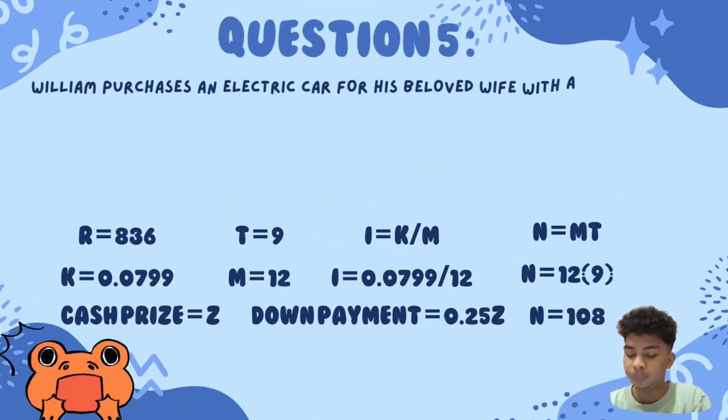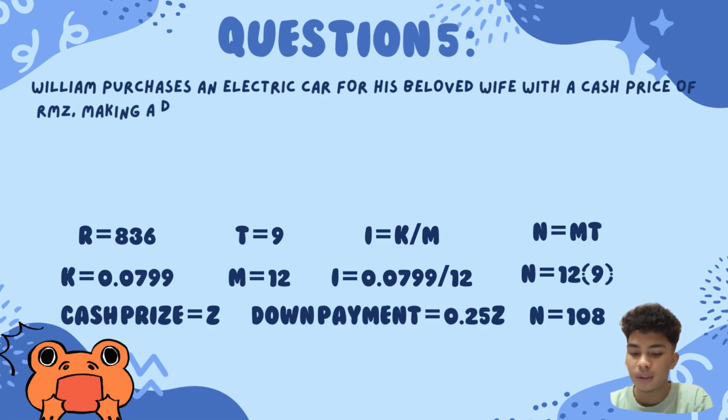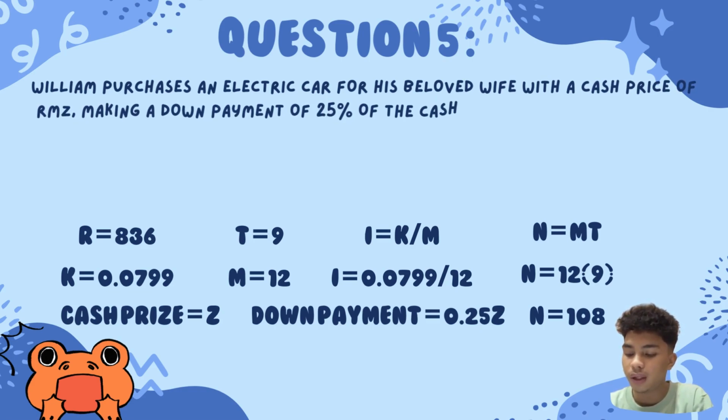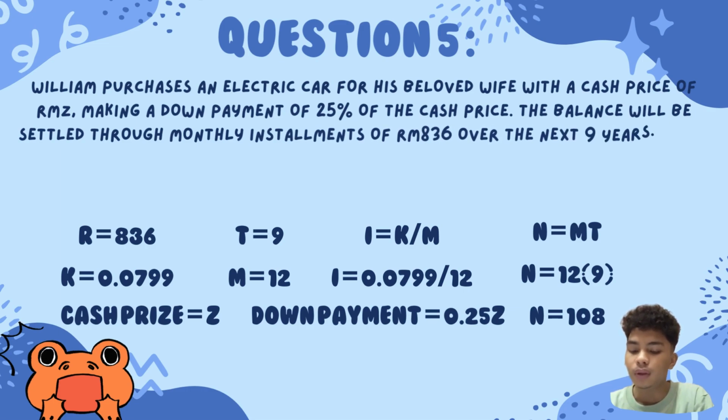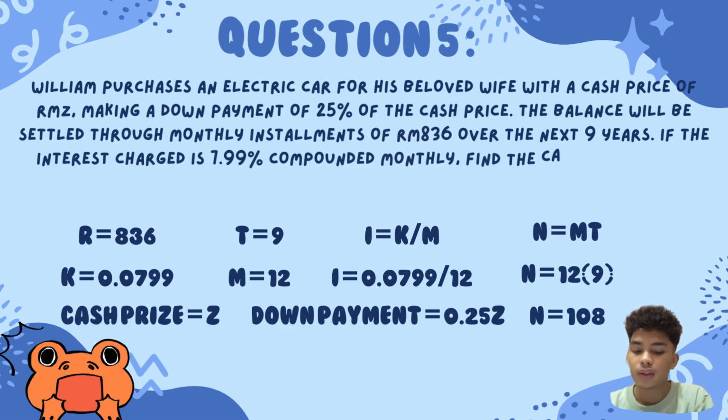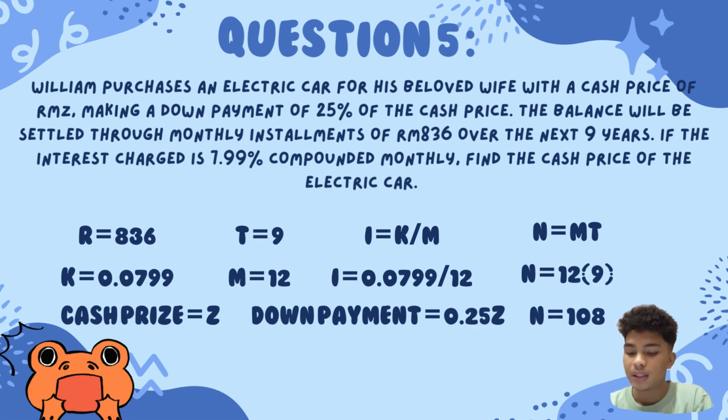So today I want to explain question 5. Okay. William purchased an electric car for his beloved wife with a cash price of RM Z, making a down payment of 25% of the cash price. The balance will be settled through monthly installments of RM836 over the next 9 years. If the interest charged is 7.99% compounded monthly, find the cash price of the electric car.